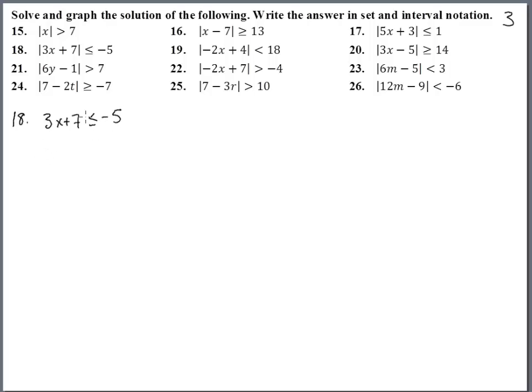Number 18. The absolute value of 3x plus 7 is less than or equal to -5. Now before we do this, we would split that up into two equations, less than or equal to -5 and greater than or equal to 5, but that's just not going to work. We know that a positive is never ever less than or equal to -5, so this is a no solution. We don't even need to do any problems with it. No graph, no interval notation, we're all good. No solution, also known as the empty set.